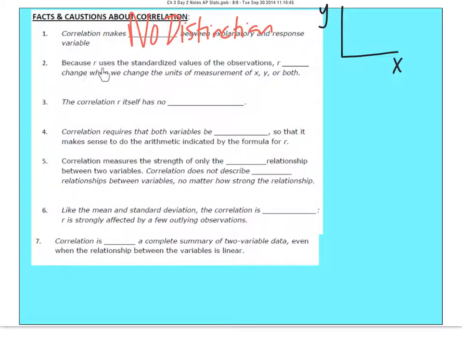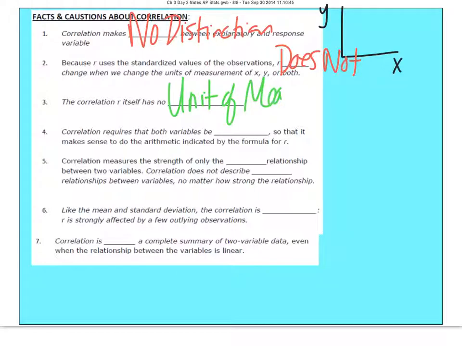Second point, because R uses the standardized values of the observations, R does not change when we change the units. So if we were going to label this with inches versus feet, it's not going to change the R. We would have to scale the data. If we go from inches into feet, we divide by 12, or we multiply to go the other direction. The R will not change because of that. Third, correlation itself has no unit of measure. We don't say that the R value is in inches or feet or what have you.